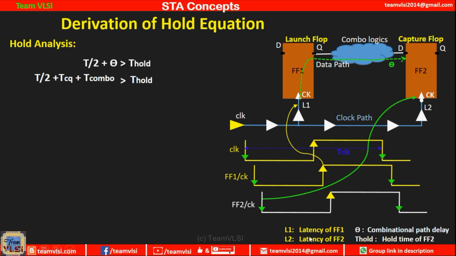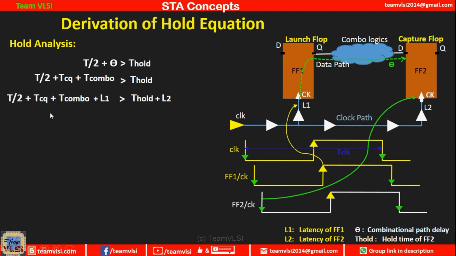Now consider the latency. So we have clock this much of time, L1, that is the latency of the launch flop, and L2 is the latency of the capture flop. Then we can add these on both sides. So our equation will be T/2 plus clock to Q delay plus combinational delay plus L1 should be greater than hold time plus L2, right?